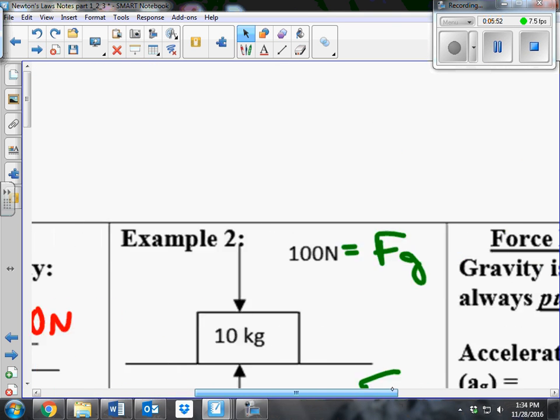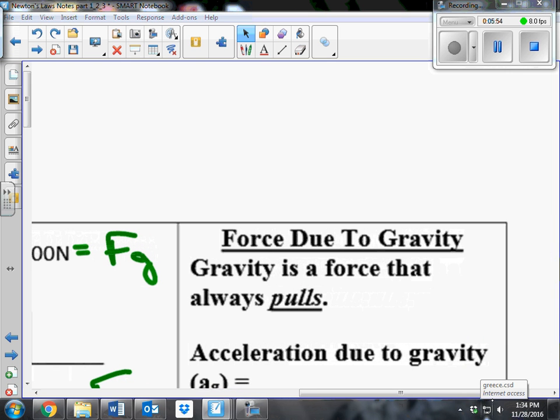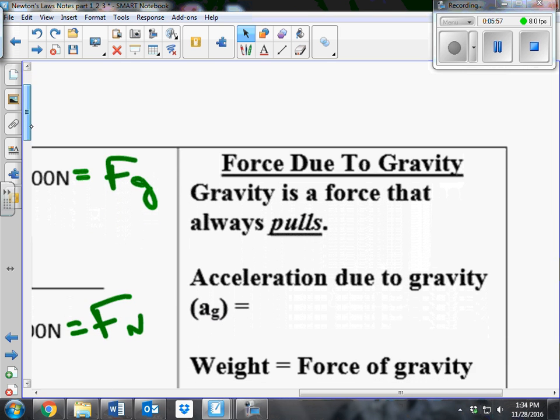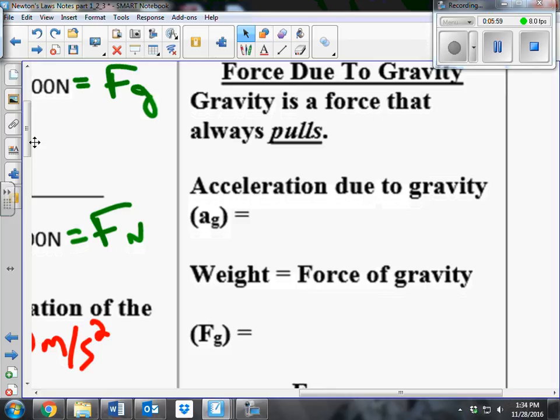That is Newton's third law. As you can see, it's very straightforward and simple. For every pair or every force, there's an equal and opposite force acting with it.